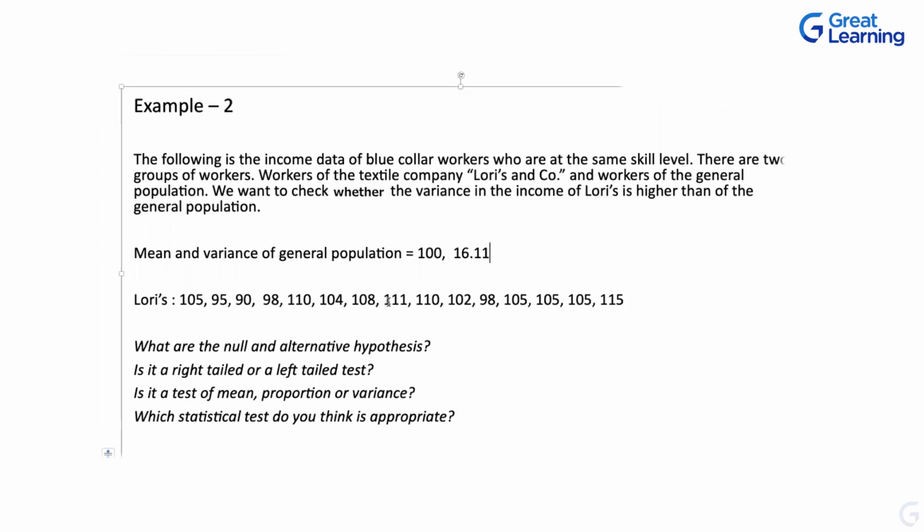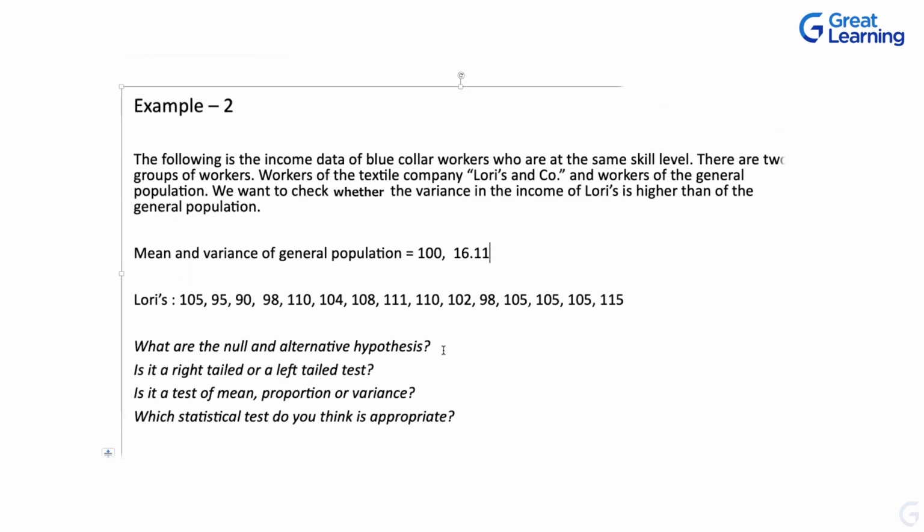So what is the first thing that we should do? Calculate the mean and variance for the Loris group, essentially. Once you get those two metrics, the mean and variance, your step one is done. Now we come to our set of questions that we will answer. Is it a null or an alternative hypothesis? What would be the null hypothesis for this? Basically, there is no difference in variance. They are equal. That's what we would look at, right?